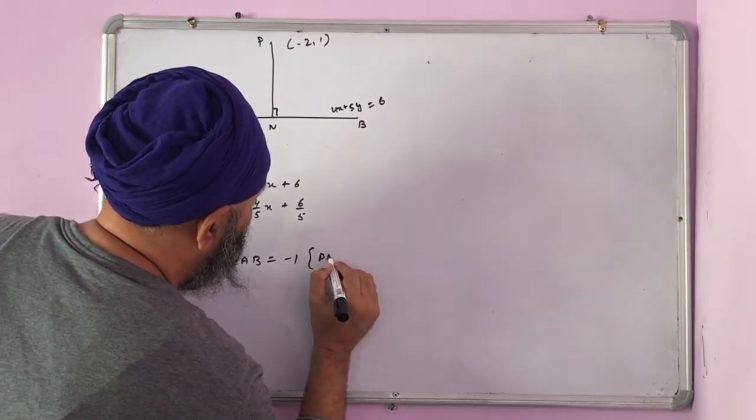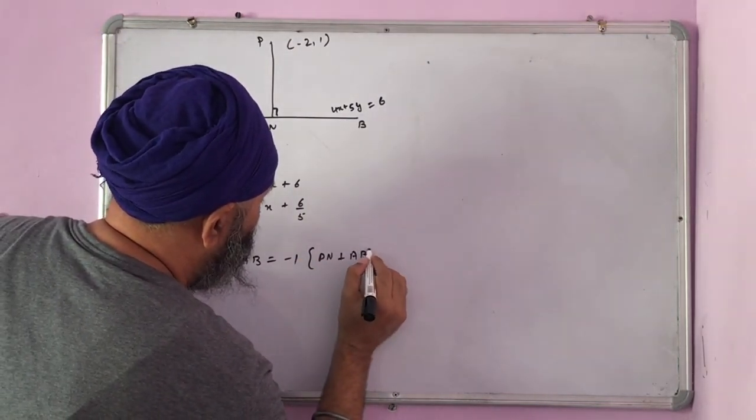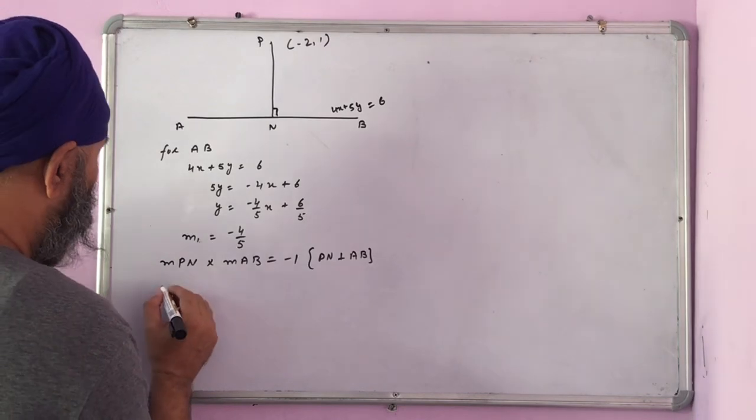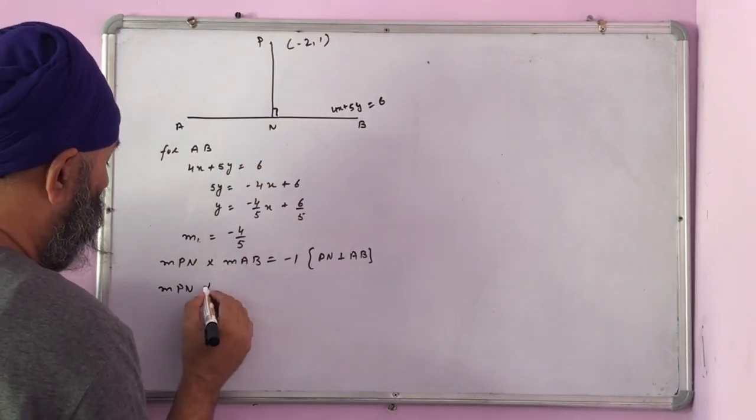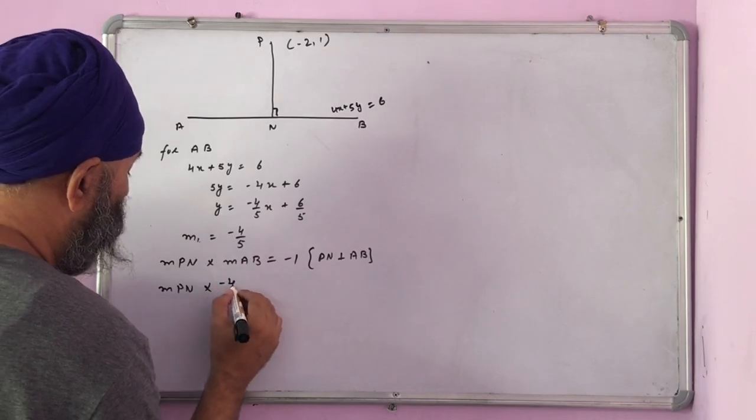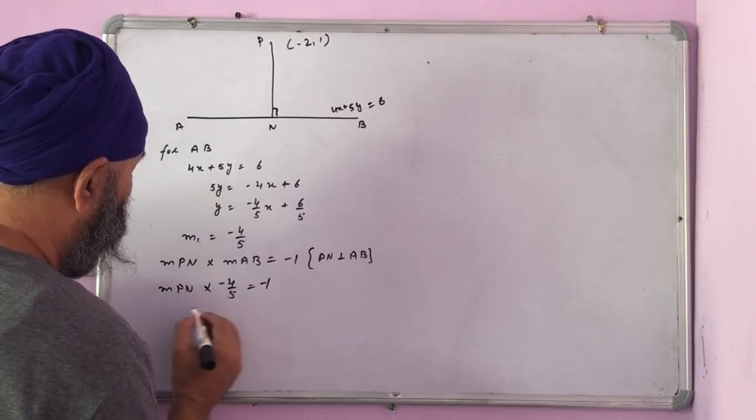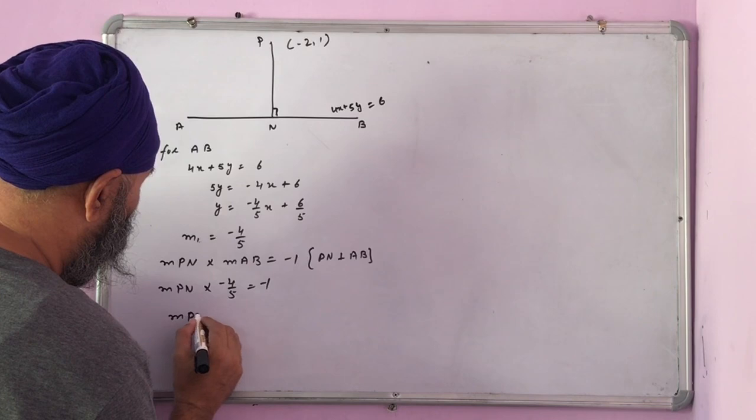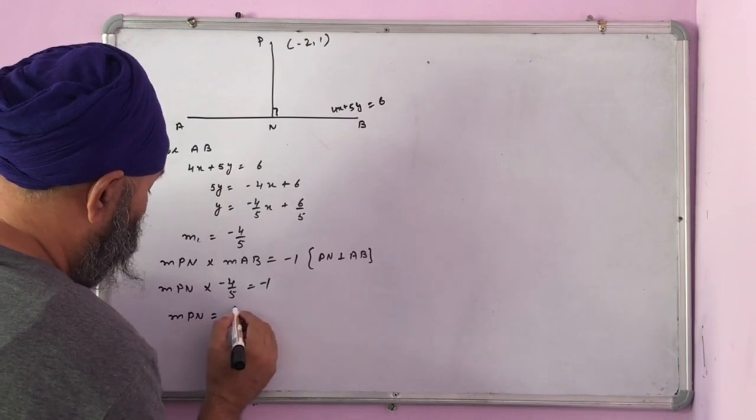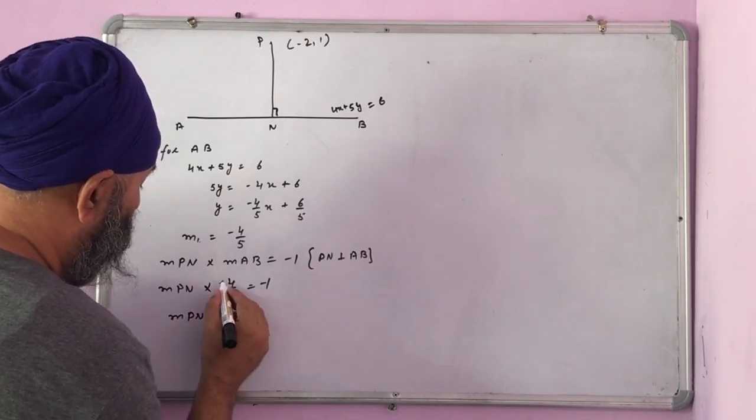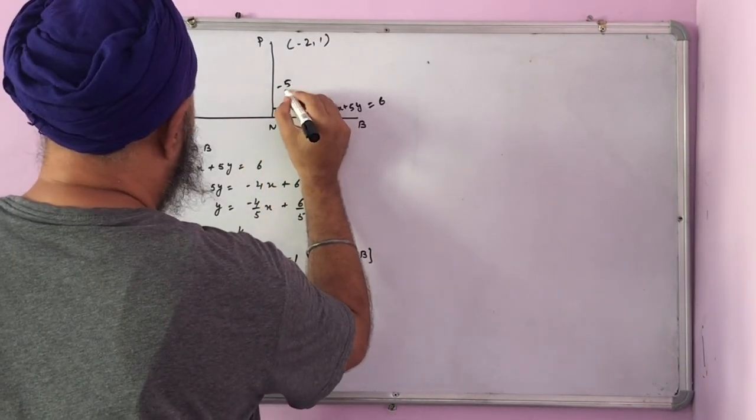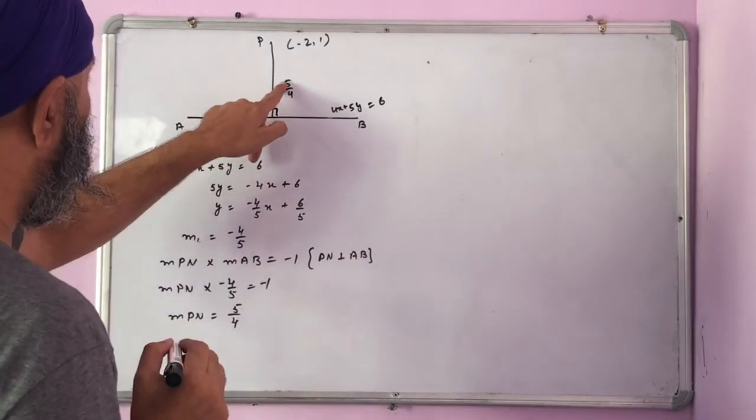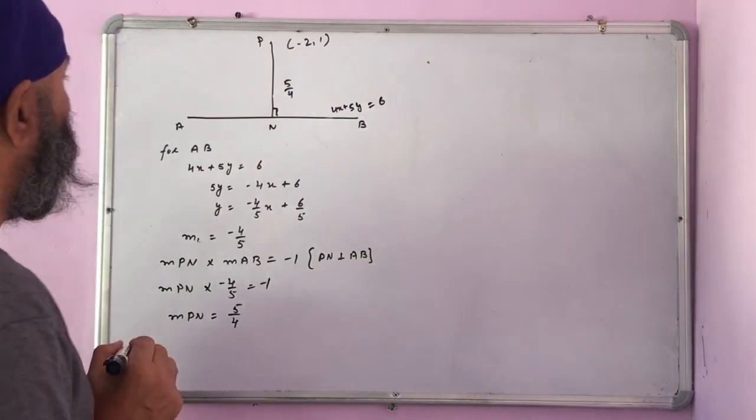Here you can write PN is perpendicular to AB. So M_PN we have to find. Slope of this line we have to find. Slope of this line into minus 4 by 5 is equal to minus 1. Take this that side, it will become 5 upon 4, minus minus cancel. So slope of this line is 5 upon 4, not minus 5 upon 4, it is 5 upon 4.